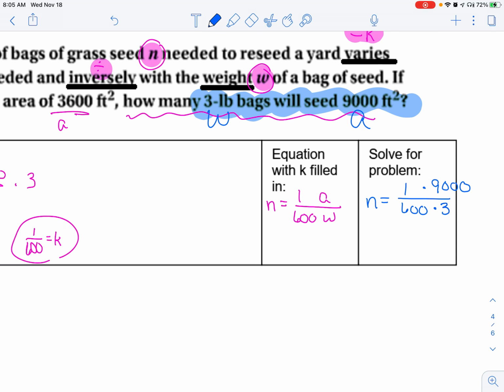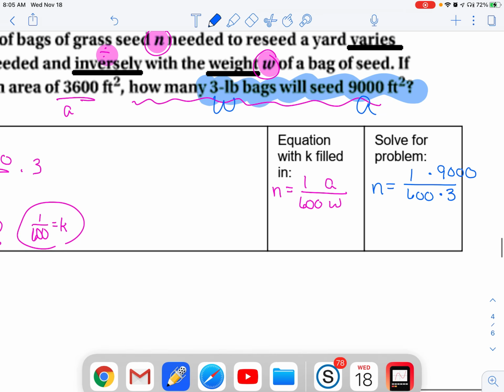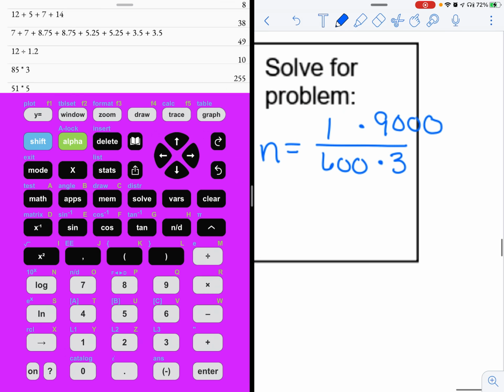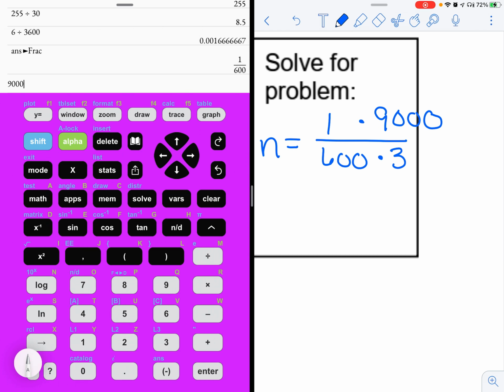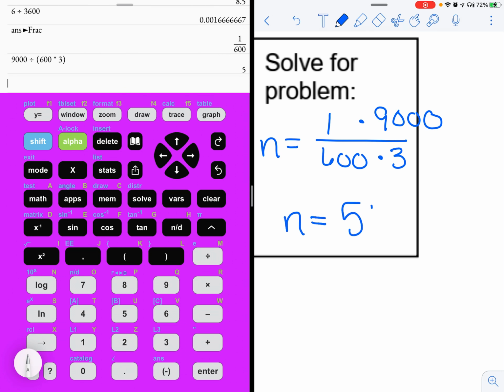I hope this makes sense. The number of bags you need will go up the more area you have, but the number of bags you need will go down with the weight of how big the bags are. If you think about it logically, I bet you'd say, oh yeah, that makes sense. So I do 1 times 9,000 is 9,000 divided by, I could do 6 times 3 is 1,800, but I just want you guys to see that if you are very careful with your parentheses, you just do it like that. So I need to buy exactly 5 bags.